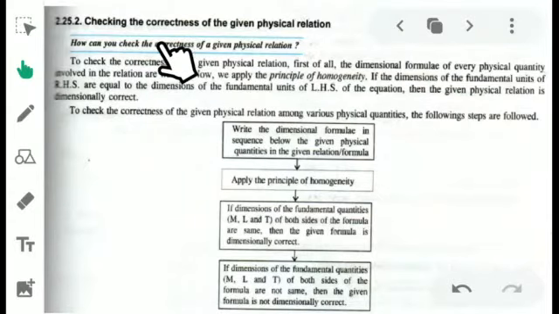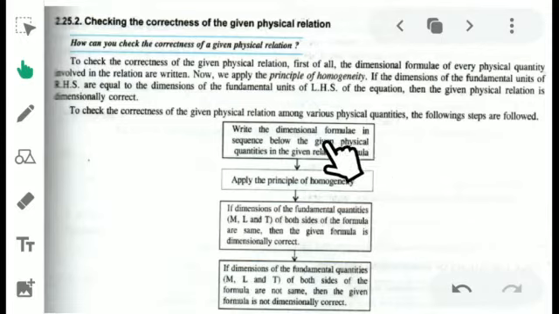The next use of dimensional analysis is checking the correctness of the given physical relation. First of all, the dimensional formula of every physical quantity involved in the relation is written. Now we apply the principle of homogeneity. If the dimension of the left side is equal to the dimension of the right side, that means the given equation is correct. Here, which steps are involved?